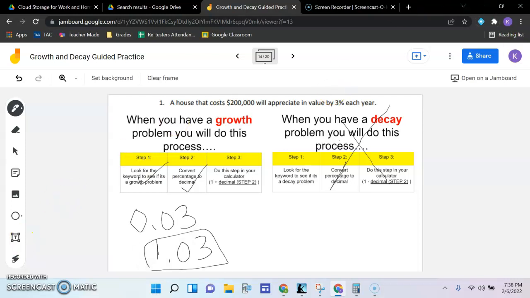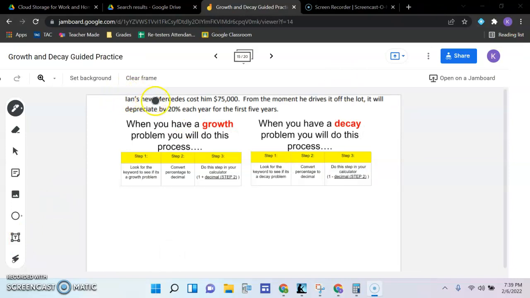Let's try another example. This gentleman bought a new Mercedes car that cost him $75,000. From the moment he drives off the lot, it will depreciate by 20% each year for the first 5 years. So again, the first step in either one is to look for the keyword. And we have the keyword here, which is depreciates. What does depreciate mean? That the value is going to go down. So it is not a growth problem. It is a decay problem.